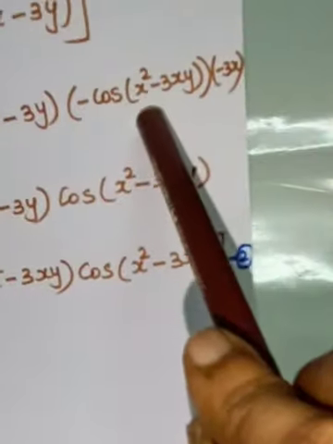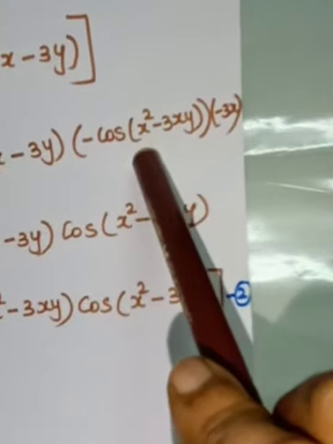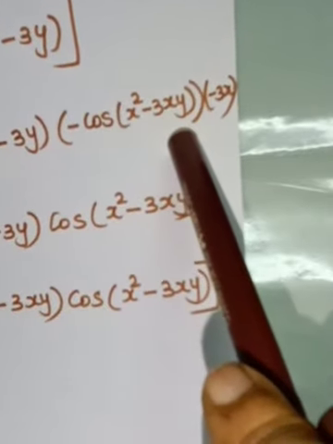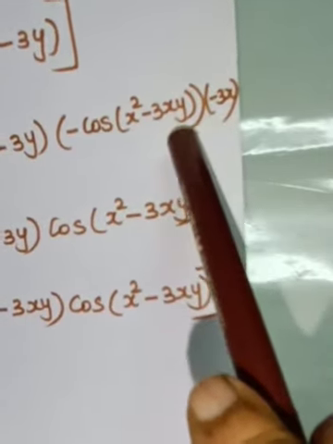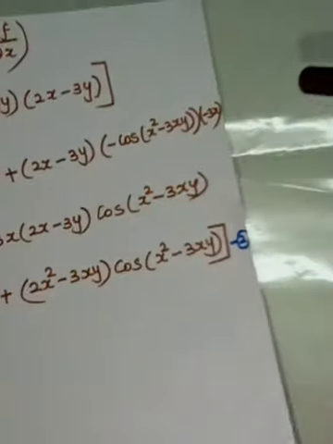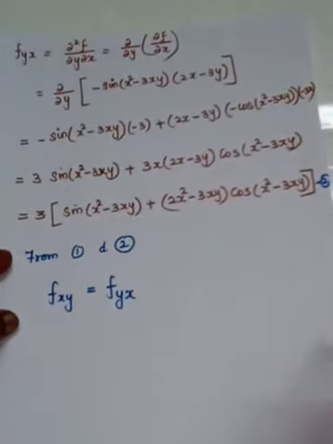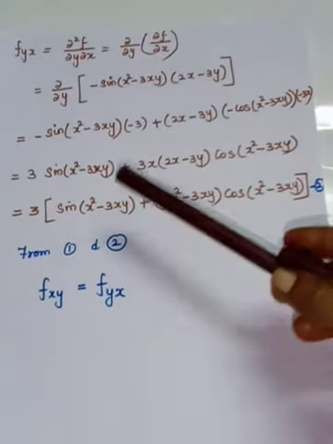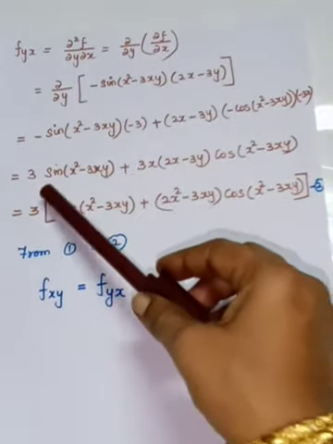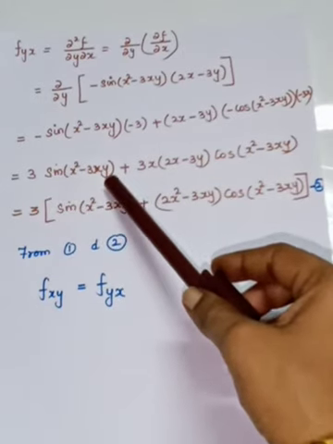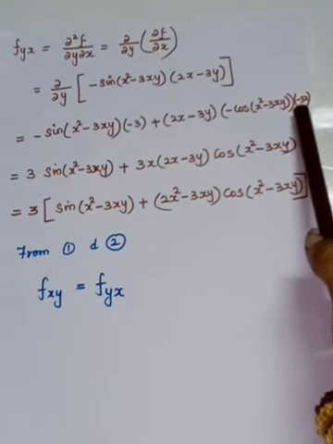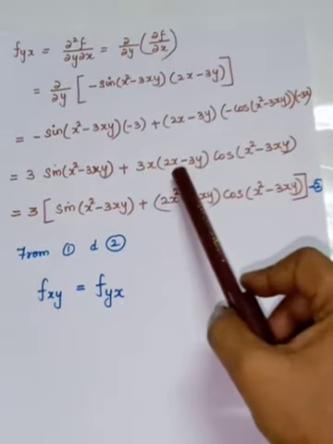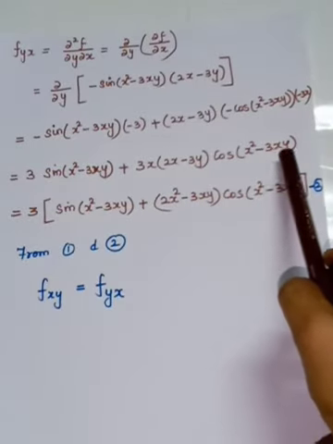Okay, so come to x squared. It's a constant whose differentiation is 0, and minus 3xy, you have to differentiate partially with respect to y. What is the constant? Minus 3x. So minus 3x is written here. The differentiation of y with respect to y is 1. So next you have to simplify. See now, minus into minus is plus. So it is 3 sine of x squared minus 3xy. First term is over. And here minus into minus is plus, so here also 3x into 2x minus 3y into cos of x squared minus 3xy.